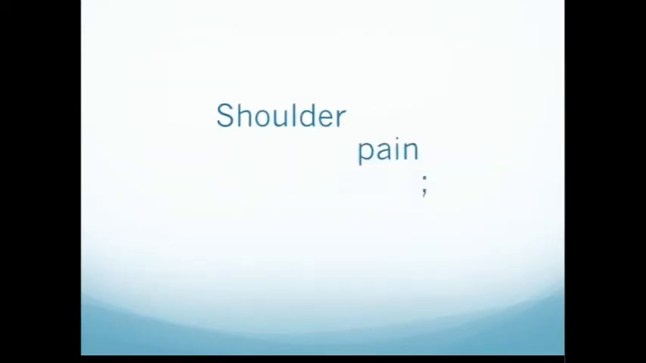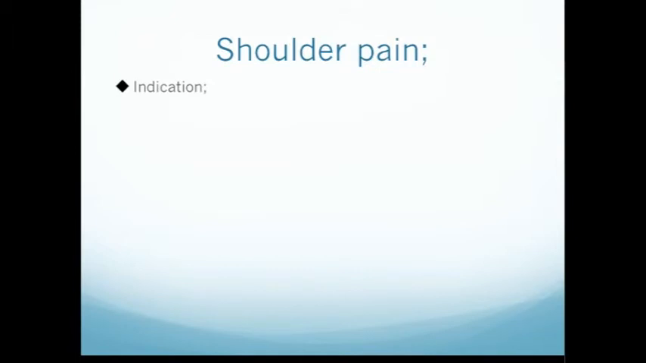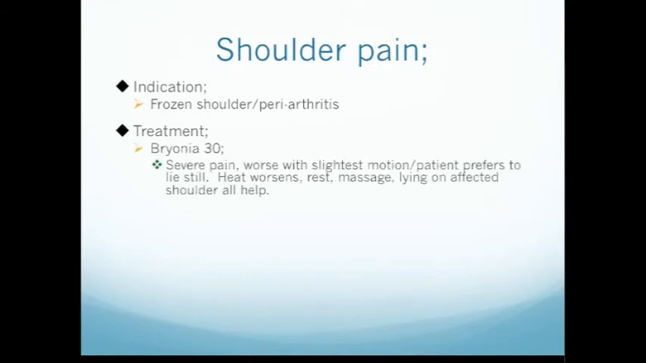Shoulder pain is another indication we can use homeopathic remedies for, especially for frozen shoulder or periarthritis. Bryonia 30 can help with severe pain worsened with the slightest motion. The patient prefers to lie still. Heat will worsen; rest, massage, and lying on the affected shoulder will all help.